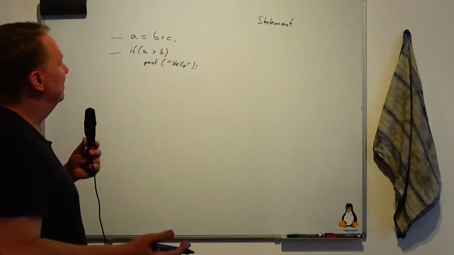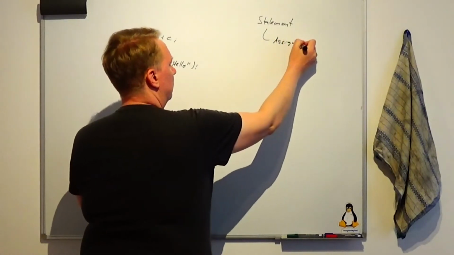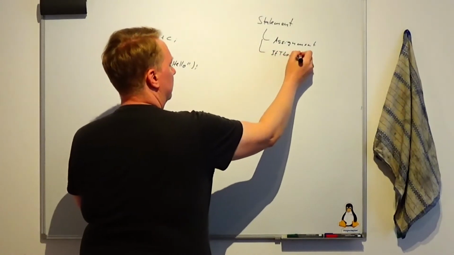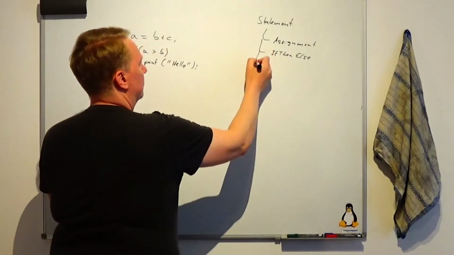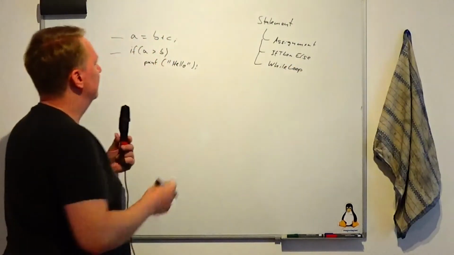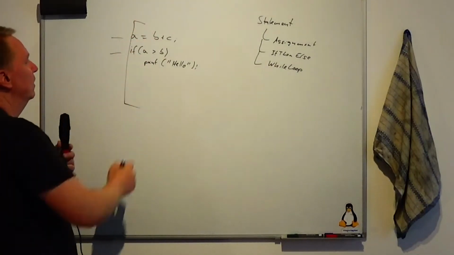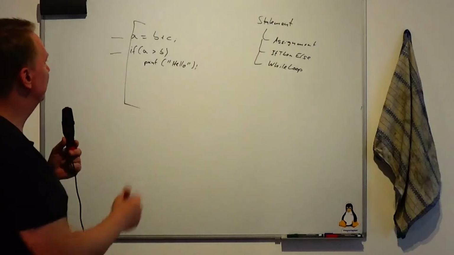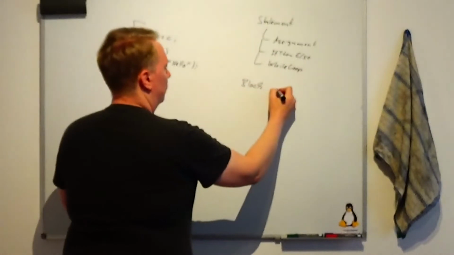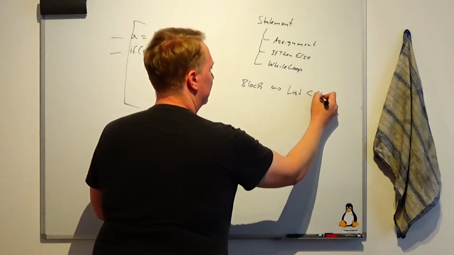And then some derived classes like an assignment, an if then else, a while loop, and some more stuff. And then we can represent this whole code as a list of such statements. Okay, so then we will have a block, which will correspond to something like a list of statements.